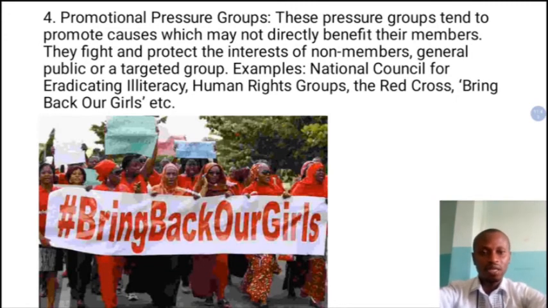We have other ones like National Council for Eradicating Illiteracy. They are already literate people, educated people, but they are fighting for the benefit of the girl child, benefit of the boy child, those who don't have the privilege to go to school. We also have human rights groups, also have Red Cross.